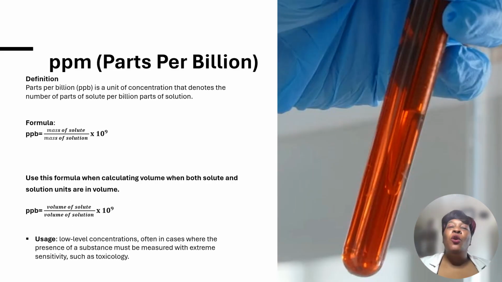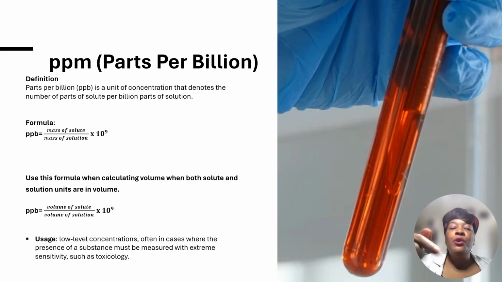Parts per billion, with the B. Parts per billion is a concentration that denotes the number of parts of solute per billion parts of solution. So the formula is similar to parts per million, but in this case it deals with, still, the mass of the solute divided by the mass of the solution, but instead of multiplying by 10 to the 6th power, you're multiplying by 10 to the 9th power because of the billion, okay?